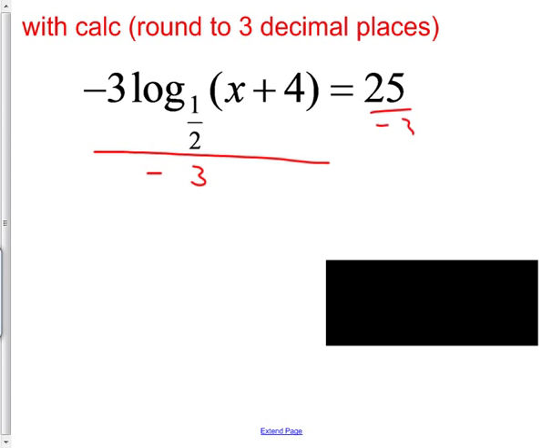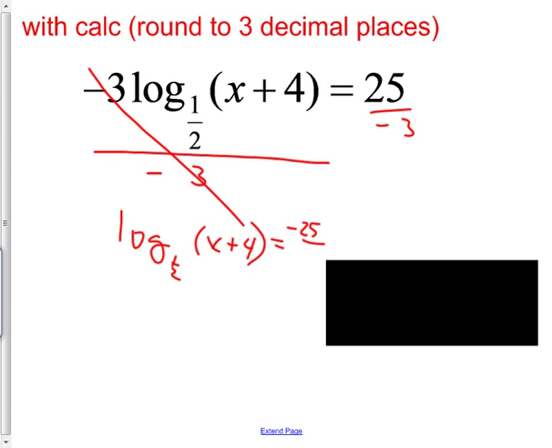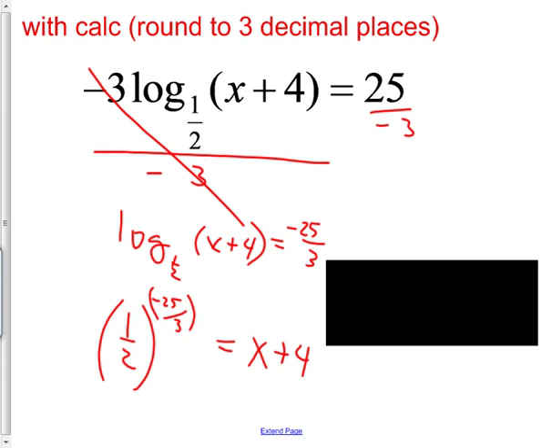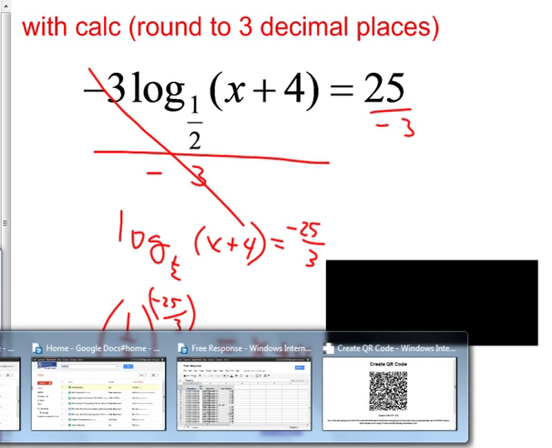Divide by -3, divide by -3. These guys cancel. Log base 1/2 of x plus 4 equals, and then that's some fraction that I suggested you leave as a fraction, because otherwise you'll have to carry a decimal all over the place. Then you go 1/2 to the power of -25/3, and you'll need parentheses around that to be able to make your calculator do it right, equals x plus 4, and then you do this nasty thing with the calculator and then subtract 4. Is that what you guys did? Let's see who's naughty and who's nice.